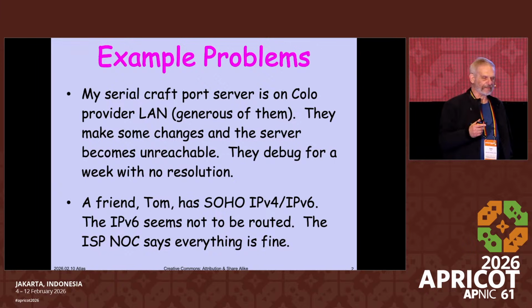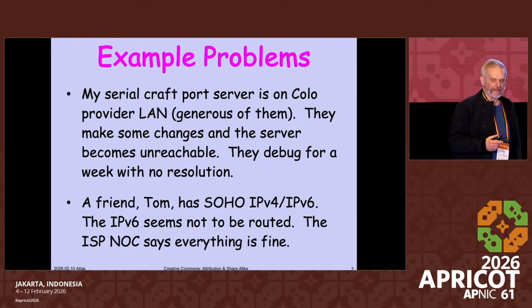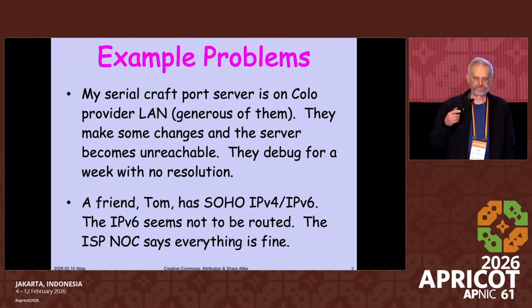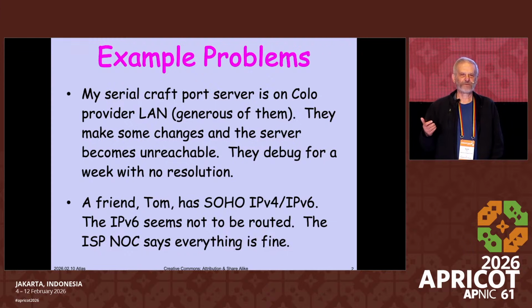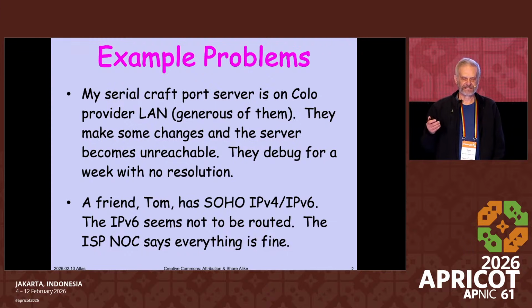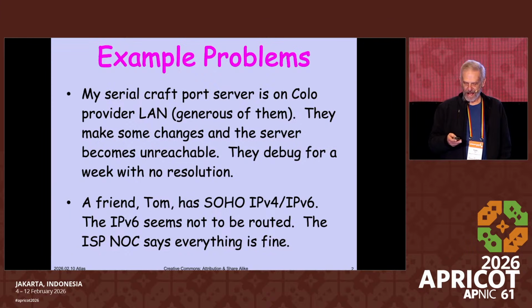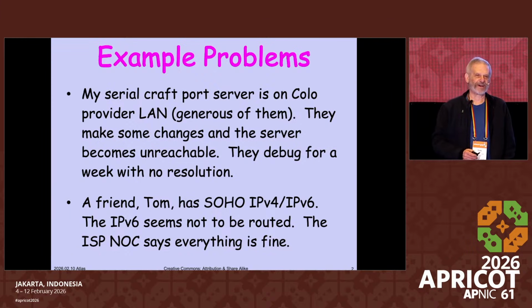The second example was a friend had, from a big fiber ISP, connectivity to his home office. IPv4 worked, IPv6 didn't. Their NOC said everything was fine, as NOCs always do.